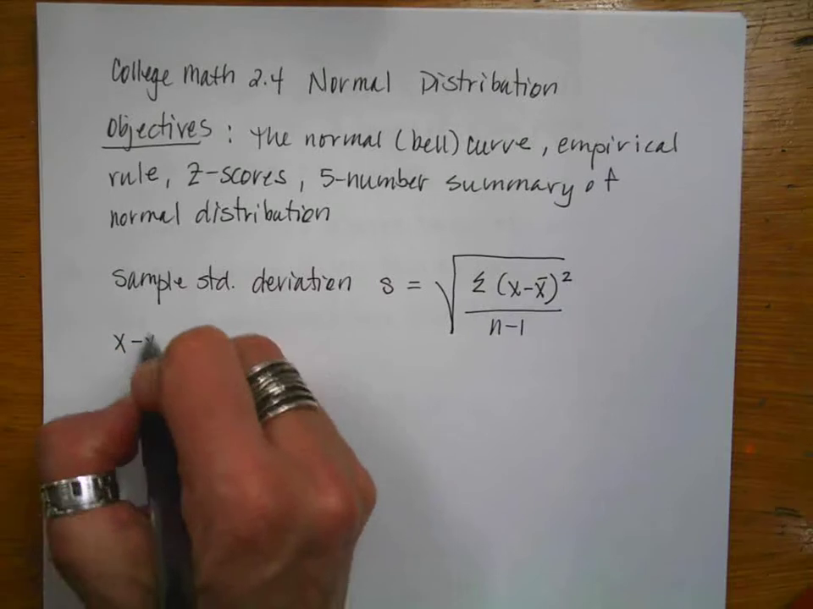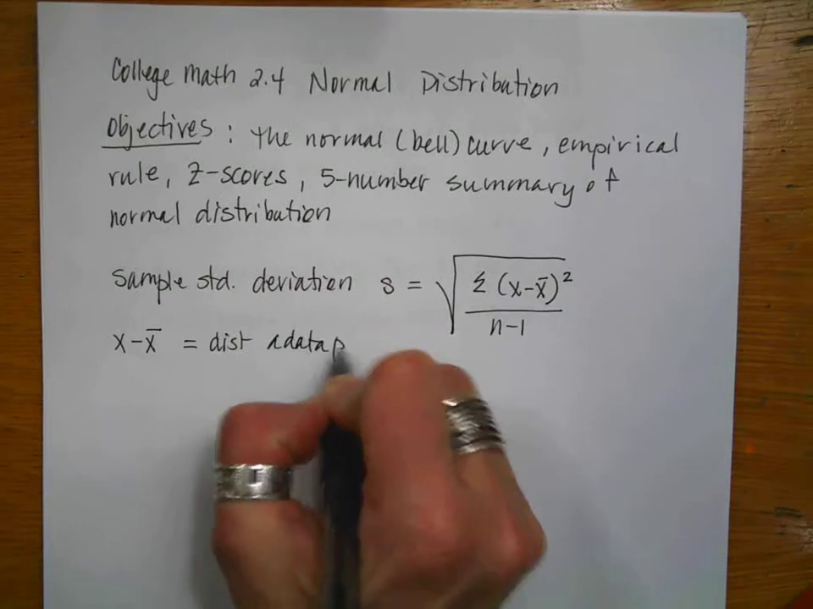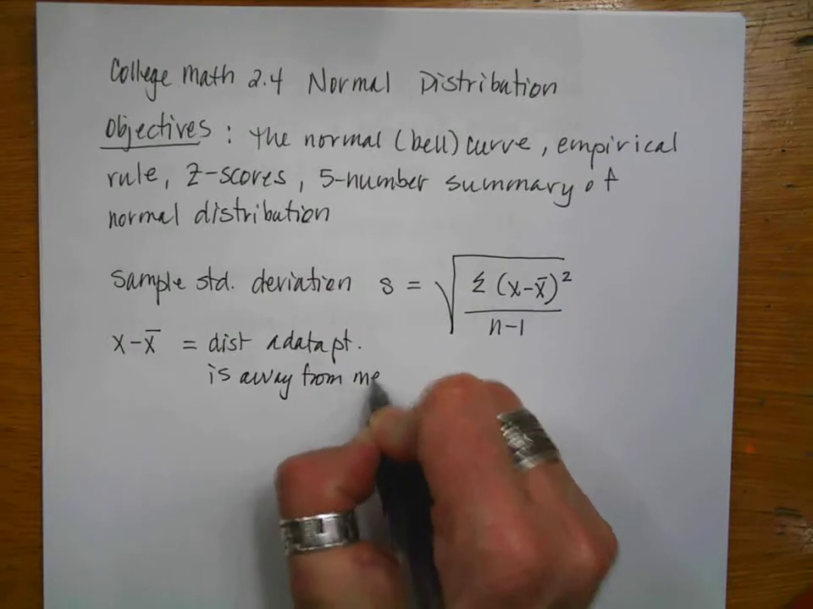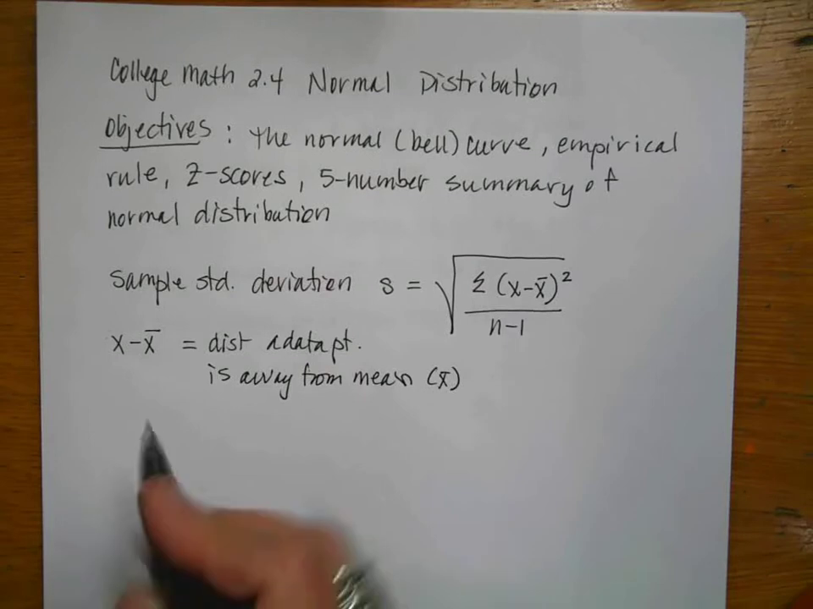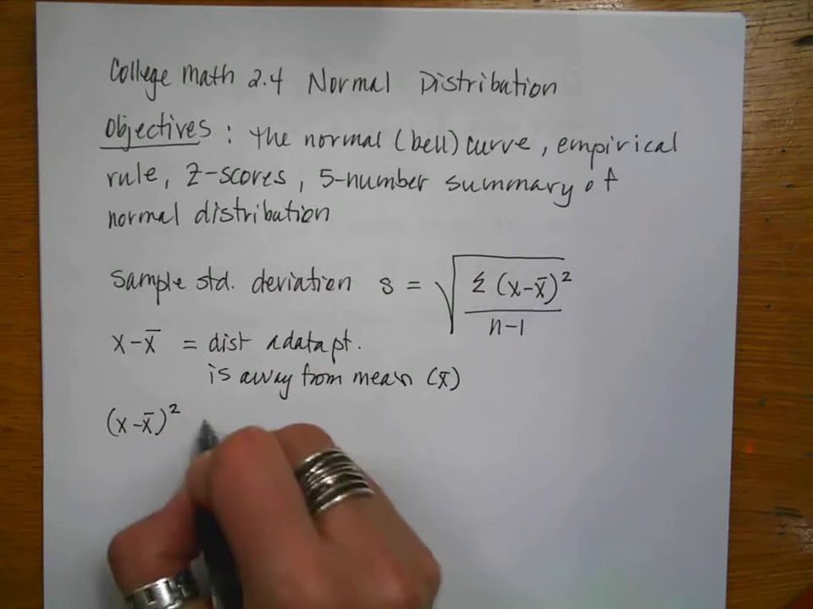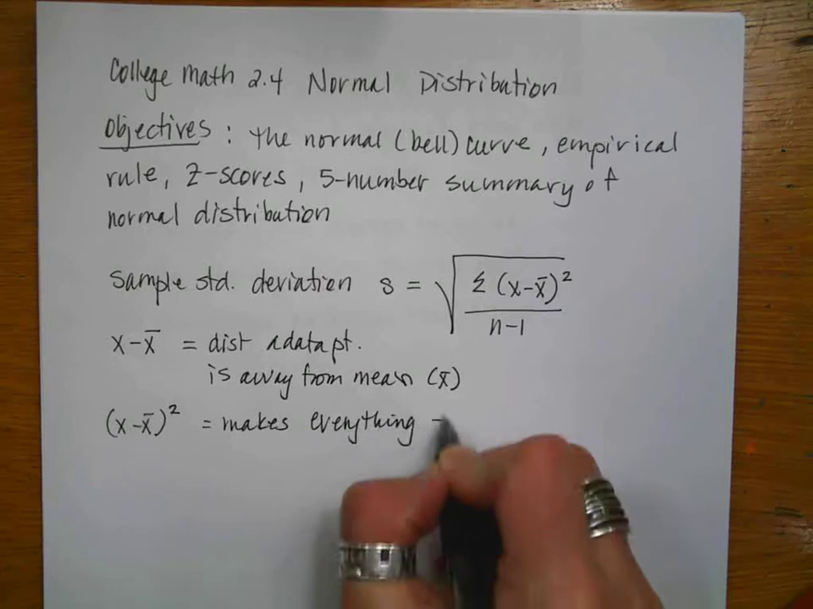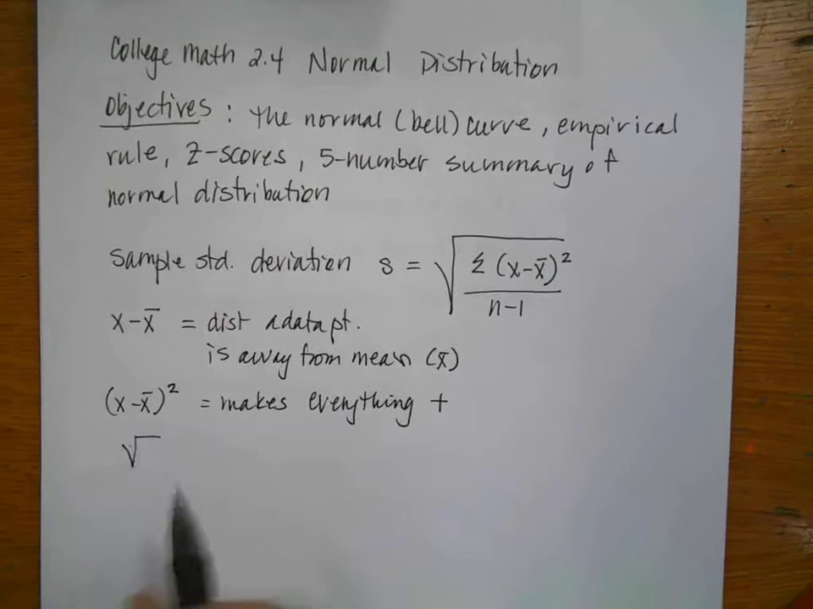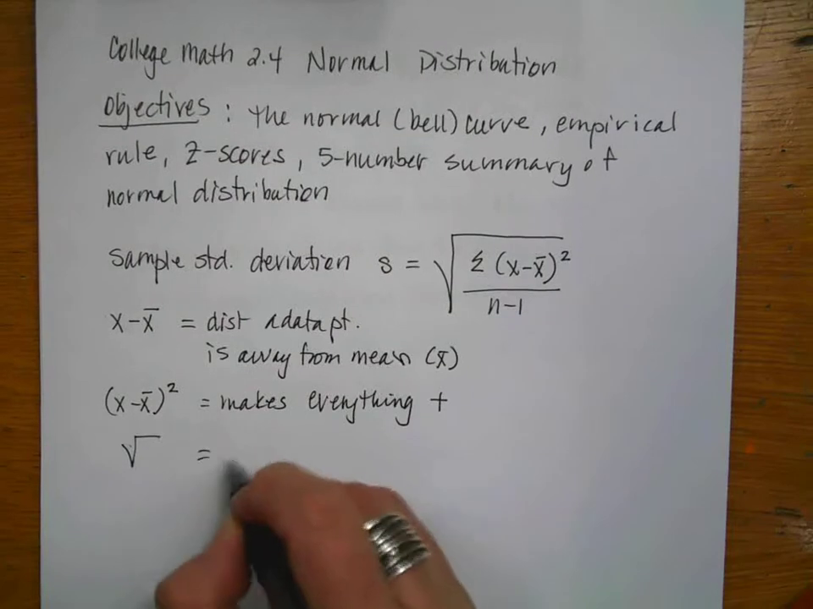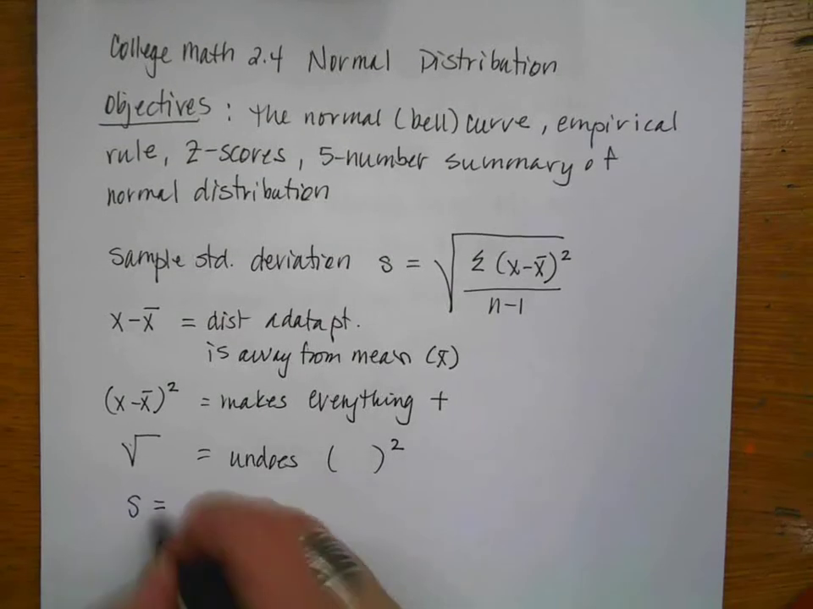So just so you remember, x minus x bar is the distance a data point is away from the mean, and that's your x bar. And then to make everything positive, we did x minus x bar squared, and that just makes everything positive. Okay, the square root, well, if I squared everything to make everything positive, then I have to take the square root because this undoes the square, and then I have my S.